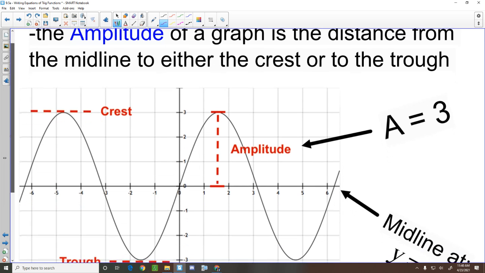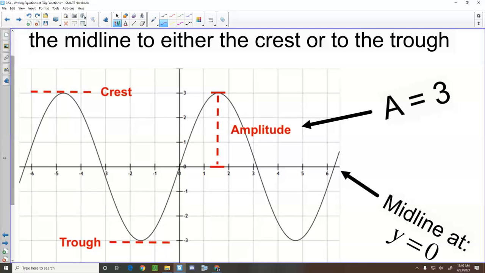So to find the amplitude, you're really just measuring the distance from the midline to either the top, to the crest, or from the midline down to the bottom, to the trough. The important thing that most students will get confused about is it's not the distance from the crest all the way down to the trough. It's half of that. So you want to make sure that you identify the midline first, which is at y equals 0 in this case.